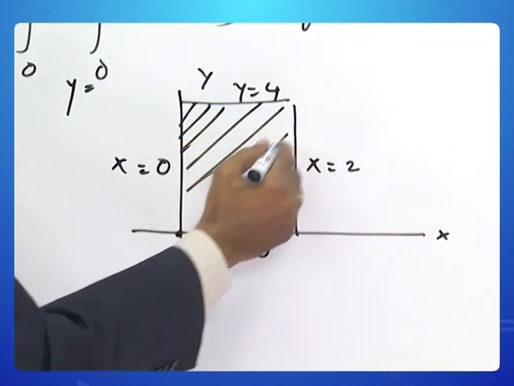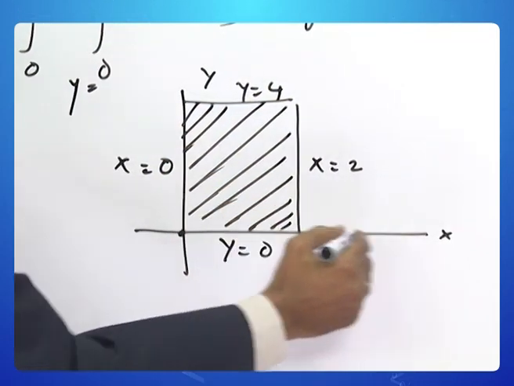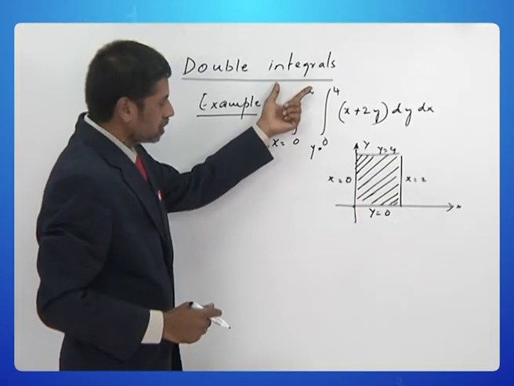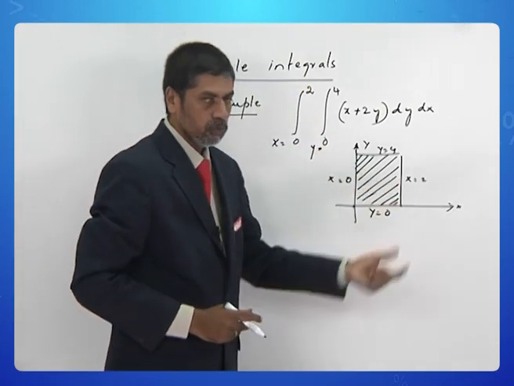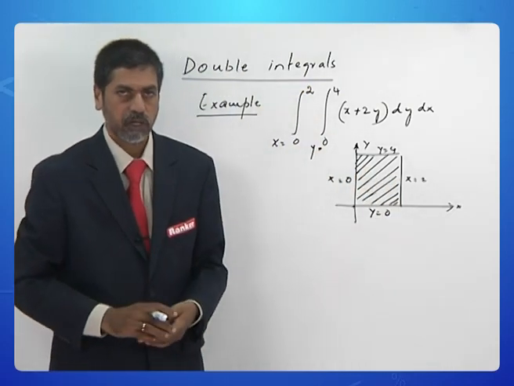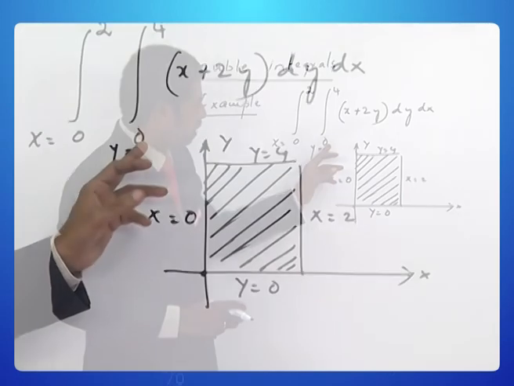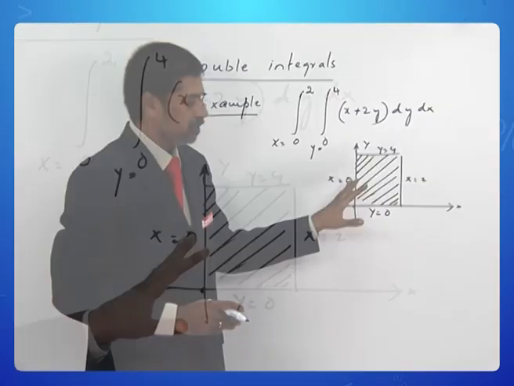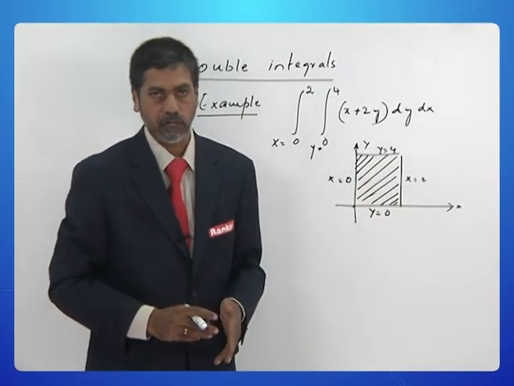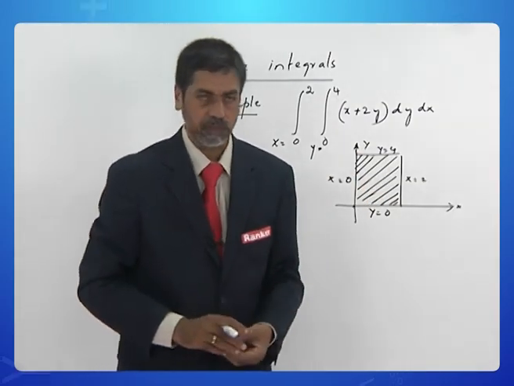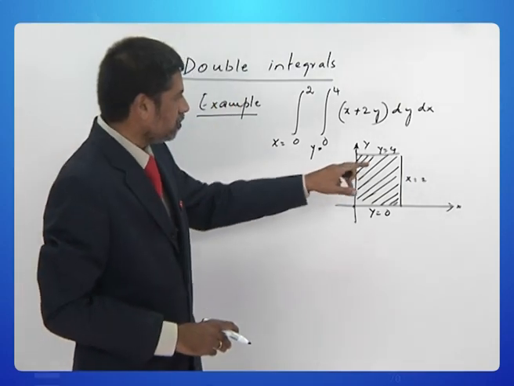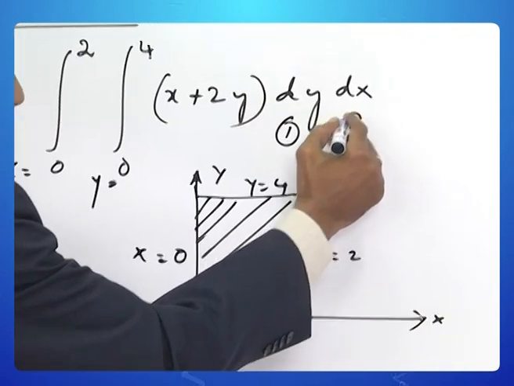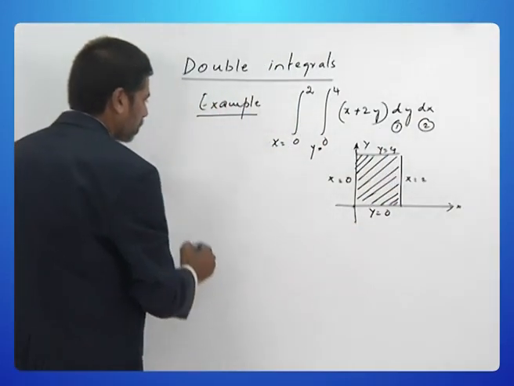So as you can see, whenever limits are constants, then we are integrating over rectangular regions. As the limits here are not constant, then we can find that the region is no more a rectangle or a square. We'll come to that situation in the next example. So this integration is straightforward. You first integrate with respect to y, then with respect to x. So let's do the evaluation.